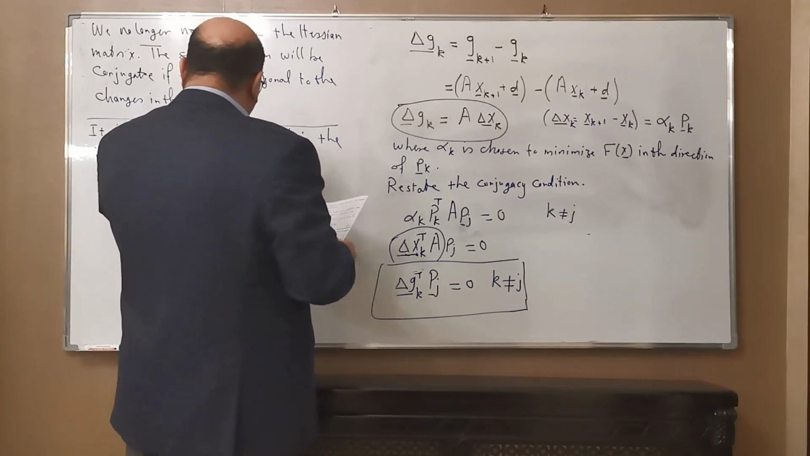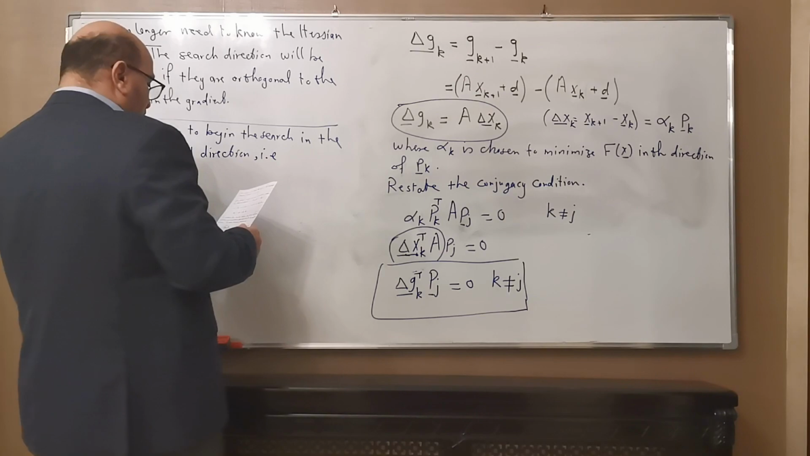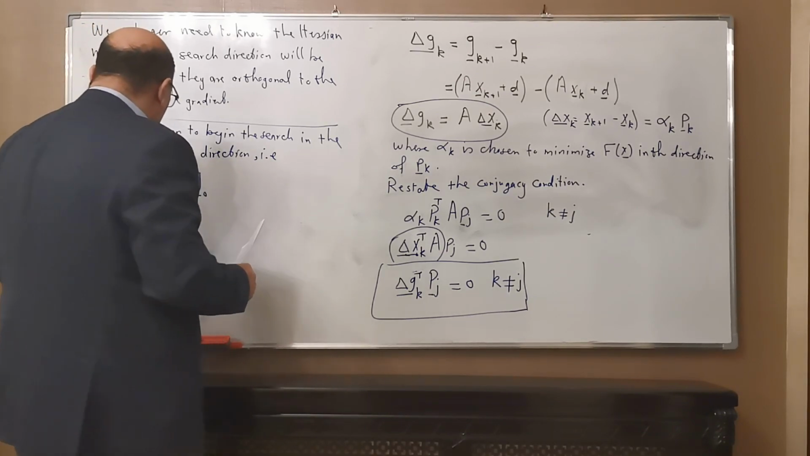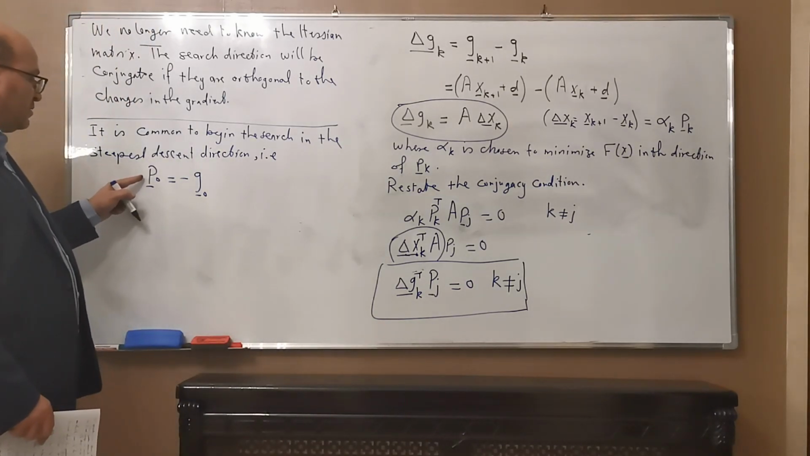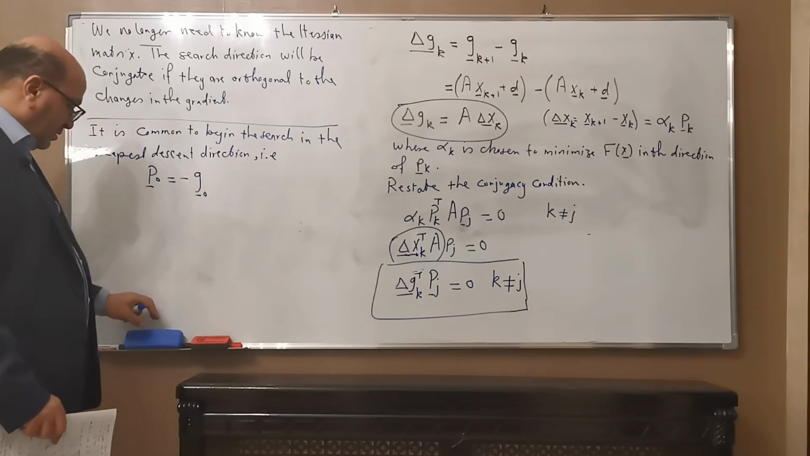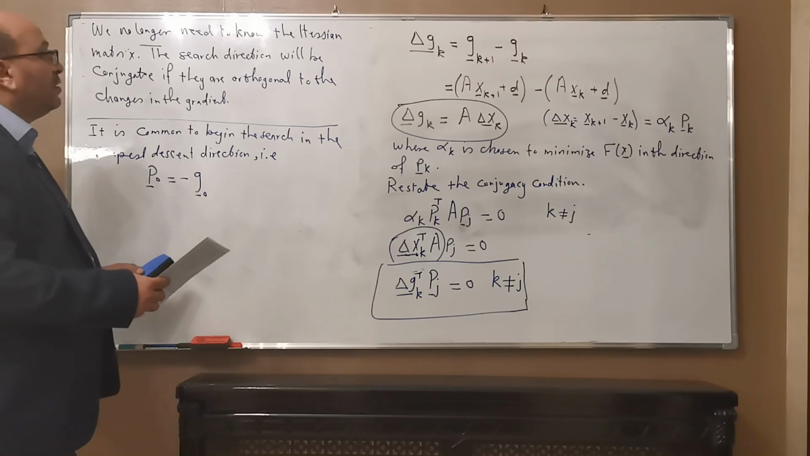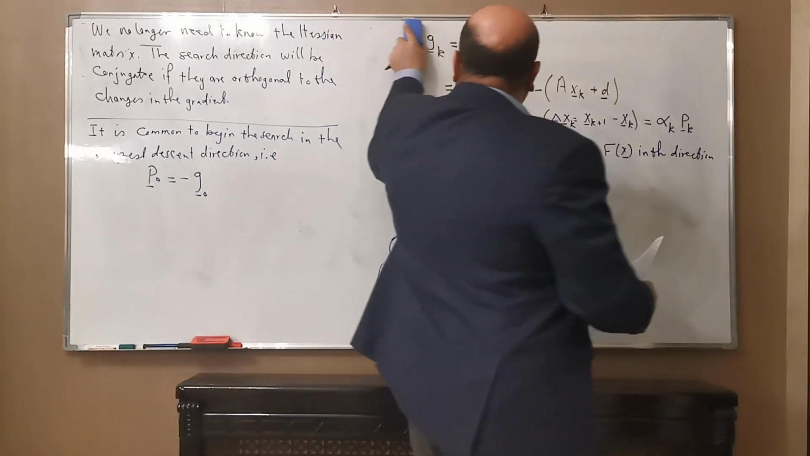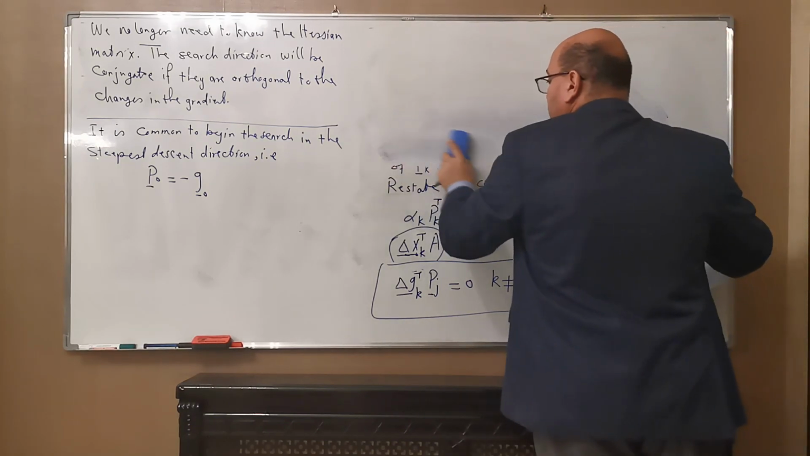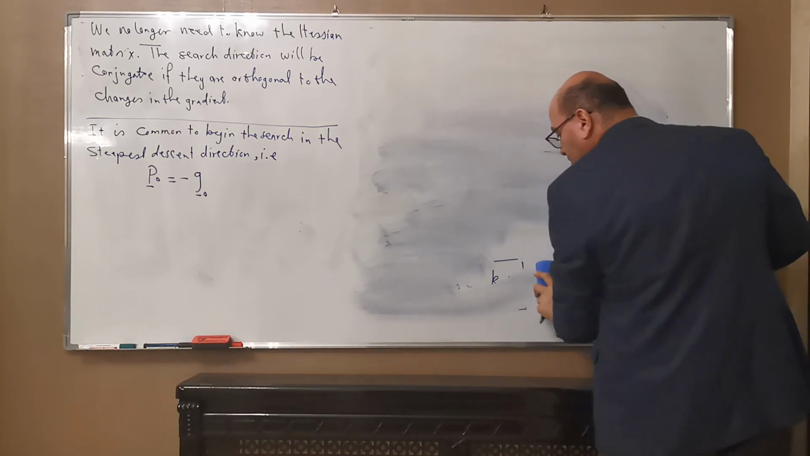That is P0, we'll take it in the minus G0. So the first direction that we are going to take, P0, is in the negative of the gradient at the initial gradient that we have in our function. So this is our starting point.